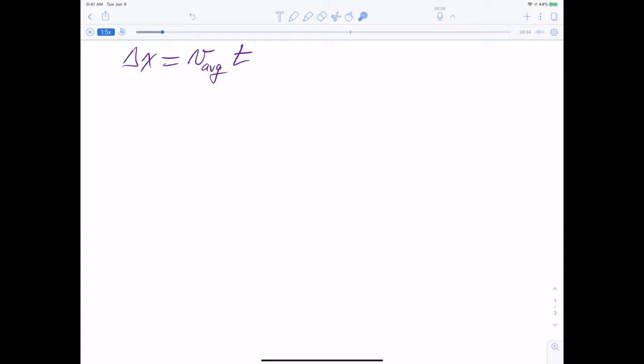I'm usually not going to be given the average velocity in a problem, so how would I calculate it? Well, the average velocity, it turns out, is just the average of the starting velocity and the ending velocity. The starting velocity is v naught, the ending velocity is v, so to average them, you add them together and divide by how many there are, 2. This is true. You could prove it using calculus if you feel like it.